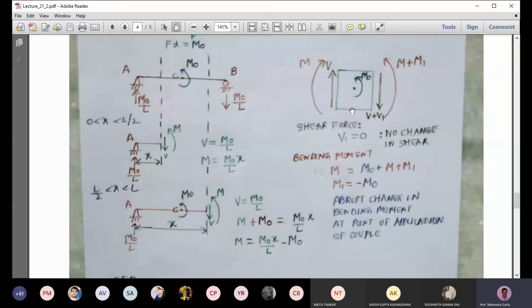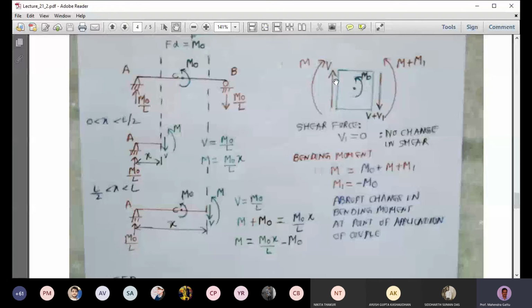Probably because when you shrink that dx to 0, the contribution of V plus V1 dx will go to 0, I think. So in that scenario, what will happen is we can cancel out this M and M, and we'll have M1 value is equal to minus M0. What is M1? M1 is a change in the bending moment. So the change in bending moment is minus M0.